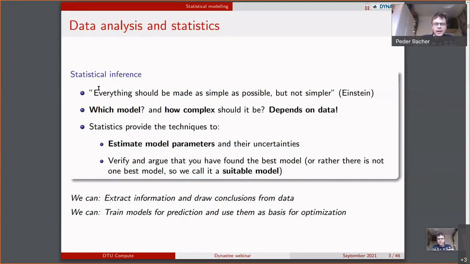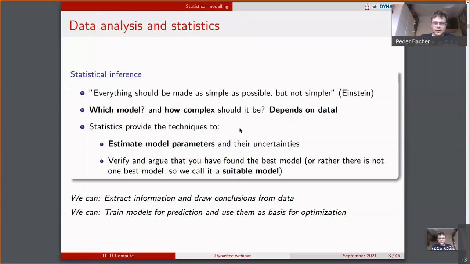In that process, I like this quote a lot: we should try to make everything as simple as possible, but not simpler. I think it's a quote from Einstein. The point being, if you have a too simple model, it's not going to be the best model. If you have a too complicated model, it's not going to be the best model. So the question is, which model should we actually use and how complex should it be? When we're working with data and statistics, we let that depend on the data we have. So ultimately, we will select the model based on this data.